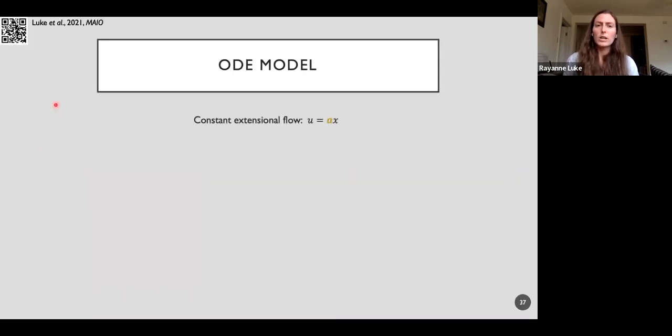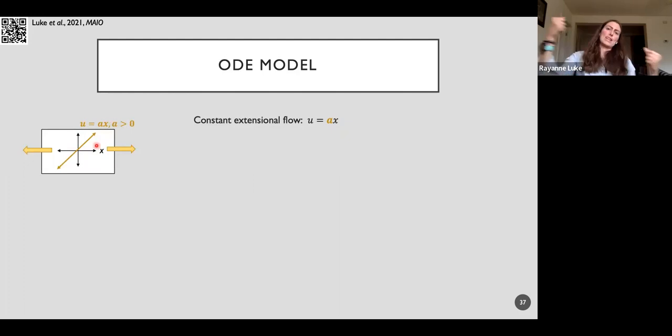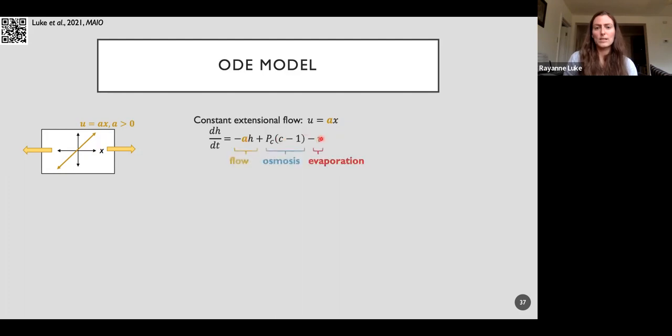So we have a hierarchy of ODE models that we consider. One that's very simple is constant extensional flow. So your flow term U would just be A times your variable X. So what does this look like? If A is positive, this is like stretching taffy. Your taffy is not moving at all right at the origin, but it's moving a lot far away at the ends. And we have a very simple ODE for this. We have a flow term, osmosis, and constant evaporation.